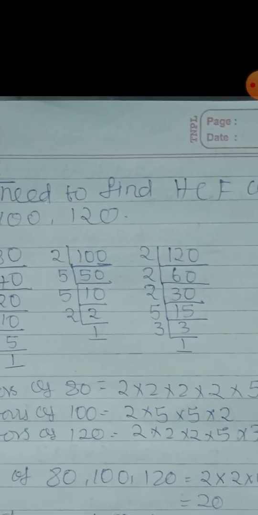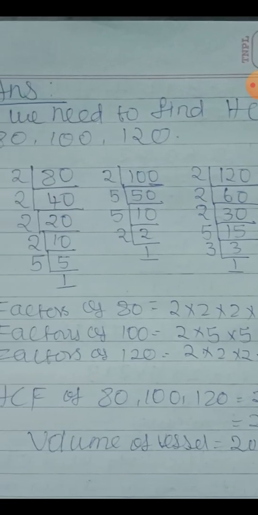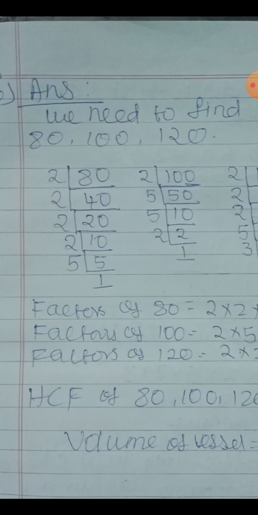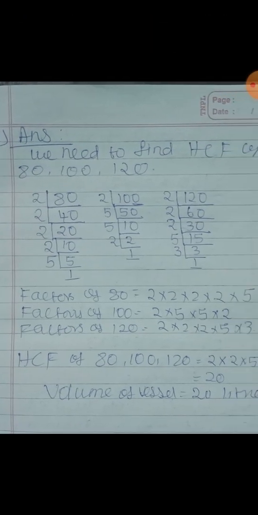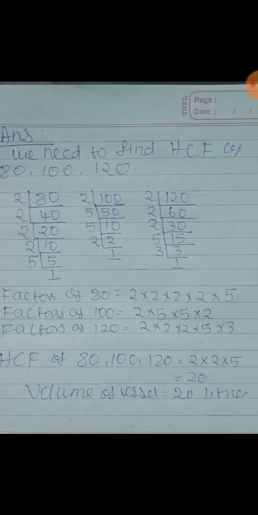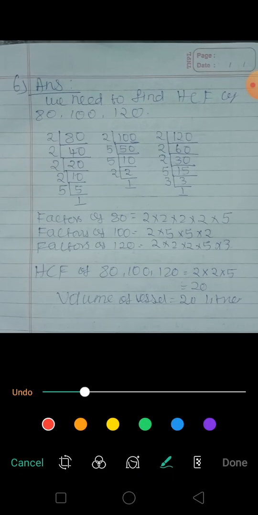So that's it. After finding all the values, what do we do? Factors of 80. What are the factors there? 2 into 2 into 2 into 2 into 5. And what are the factors of 100? 2 into 5 into 5 into 2. So these are the factors, this left hand side.